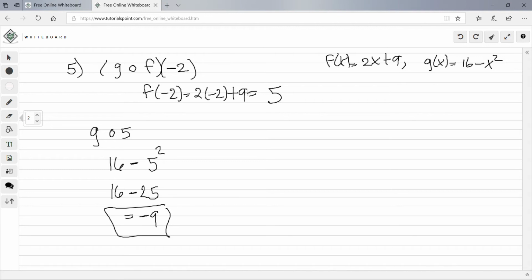That's what this means. It doesn't mean multiplication. So first I had to find f of negative 2, and we said it was 5. Then you plug in 5 into the function g of x, and that's how we get negative 9.